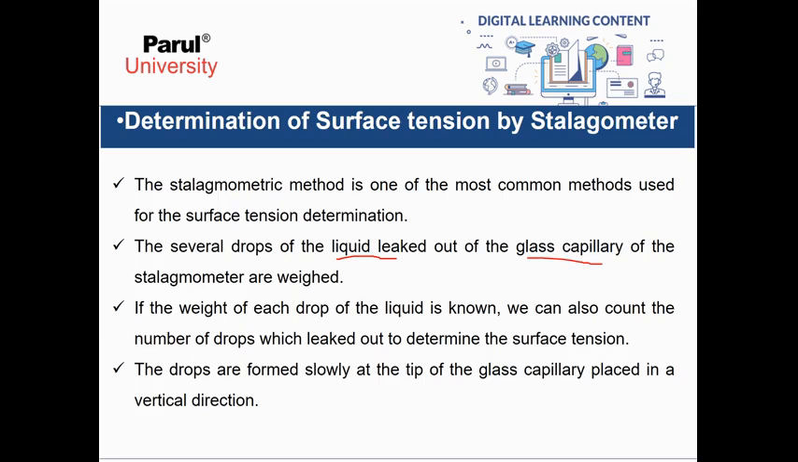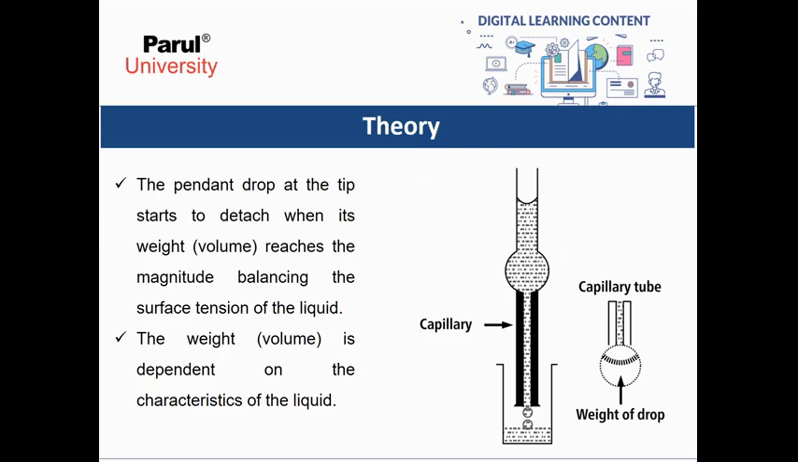The drops are formed slowly at the tip of the glass capillary placed in a vertical direction. The pendant drop at the tip starts to detach when its weight, that is volume, reaches the magnitude balancing the surface tension of the liquid. The weight, that is the volume of the liquid, is dependent on the characteristics of the liquid, that is the viscosity of the liquid.